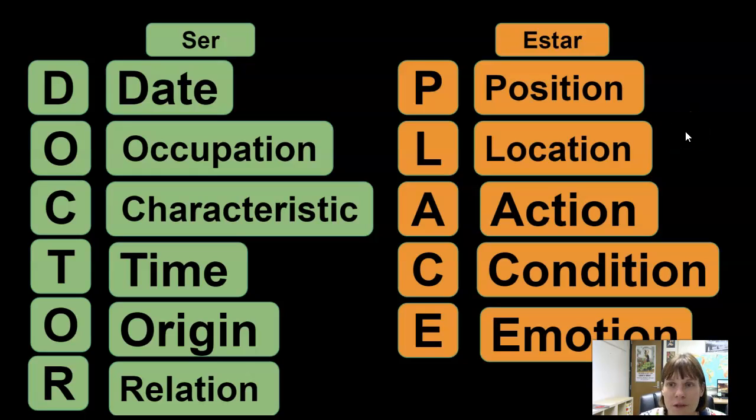So when do you use ser and when do you use estar? A quick review. These are just acronyms. So DOCTOR is the first acronym we'll use for ser. You use it with la fecha, con trabajo, características, la hora, orígenes, y relaciones. So date, occupation, characteristic, time, origin, relation. La fecha es el 5 de mayo. Yo soy profesora. Soy alta, divertida, interesante. Son las 5. Yo soy de los Estados Unidos.